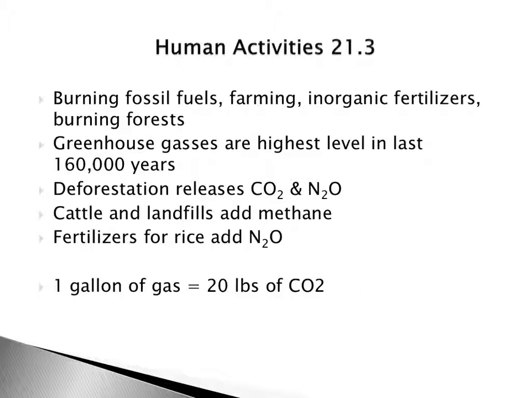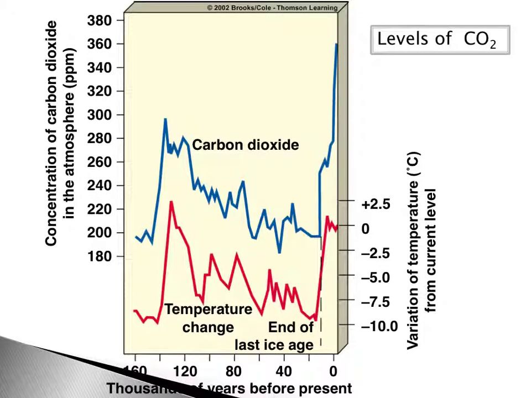Cattle, of course, and landfills add methane. The more meat that we eat, the more cows that we have, the more methane they release. Cows have actually gotten the blame for global warming too. And of course, fertilizers, particularly for rice, because we grow so much rice on our planet, add N2O. One gallon of gas, by the way, does emit about 20 pounds of carbon dioxide. So you can see there's no doubt that there's a parallel between carbon dioxide and temperature change.